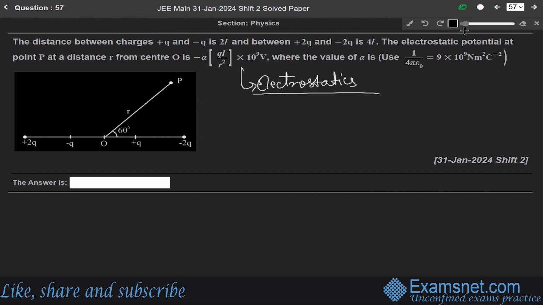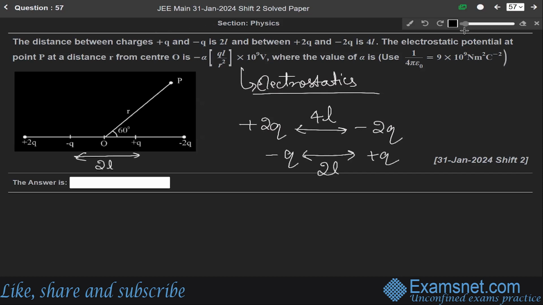Now we are given that the distance between plus 2q and minus 2q is 4L, and the distance between minus q and plus q is 2L. It means here the distance is 2L and the total distance is 4L, which means this distance is 1L and this is also 1L. Now at first, since it is 60 degree, this angle will be 180 minus 60, so this angle will be 120 degree.